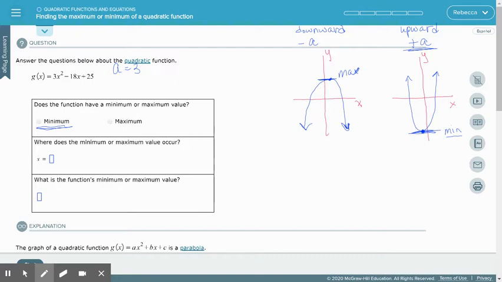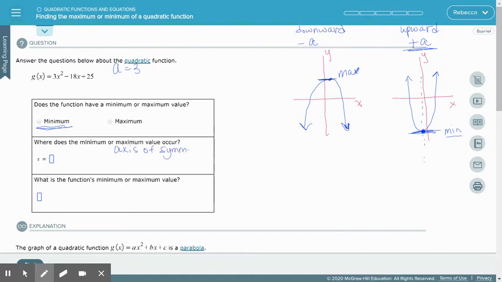Where does that minimum occur? Well, that minimum occurs on the axis of symmetry. So it occurs on this line, because all parabolas have a place where they fold in half, and that happens at the vertex, and that value is what the x is. So where does it occur? It occurs at the axis of symmetry.